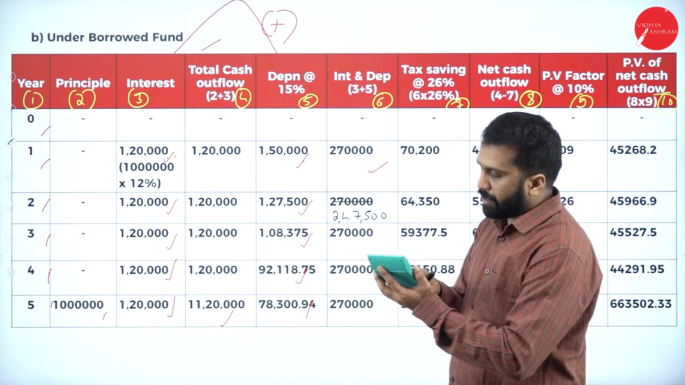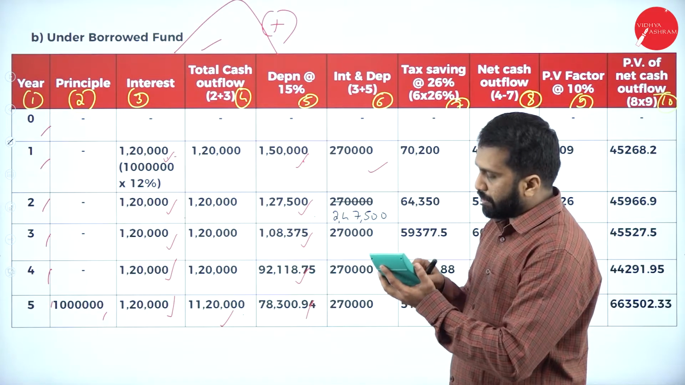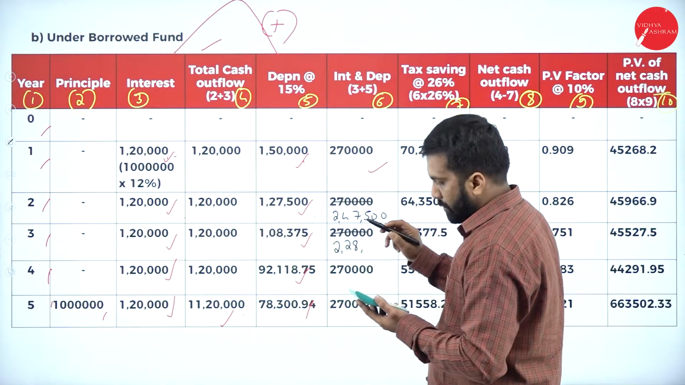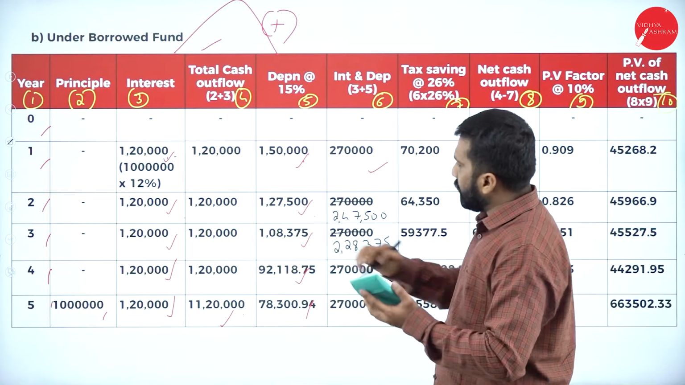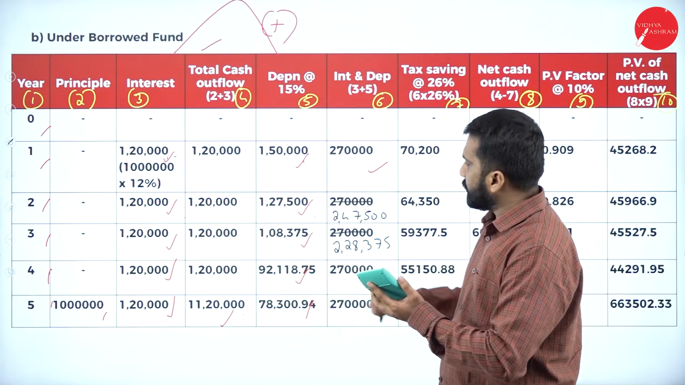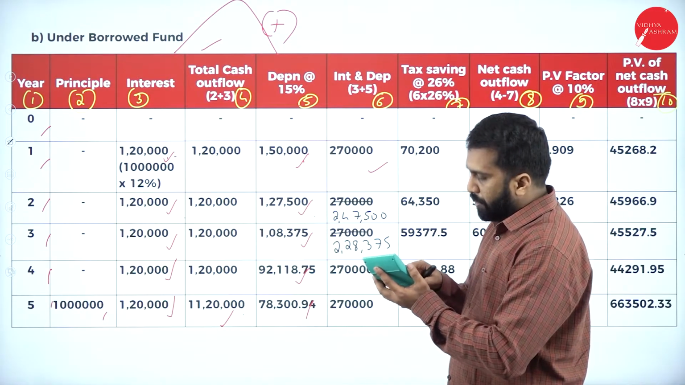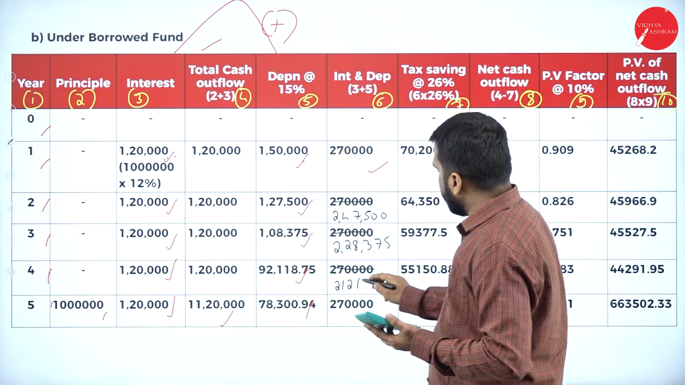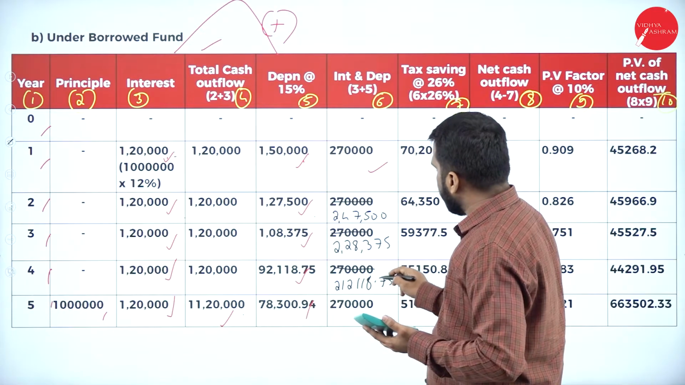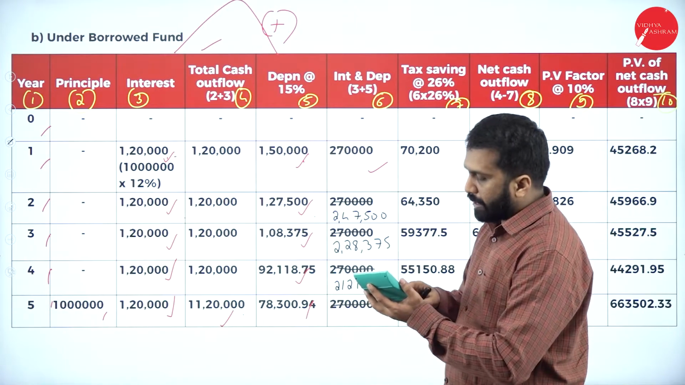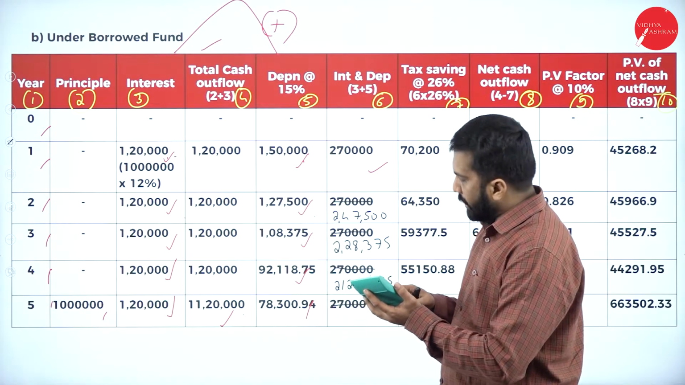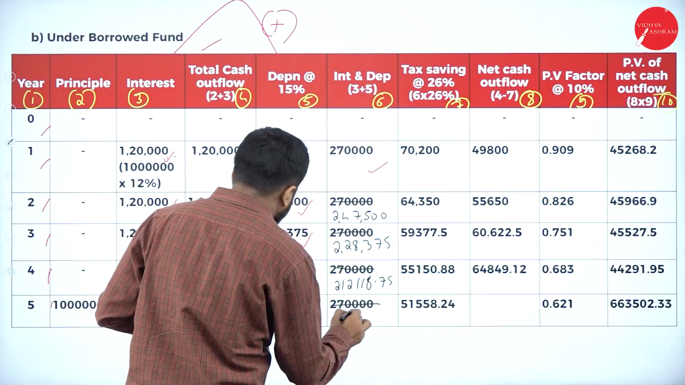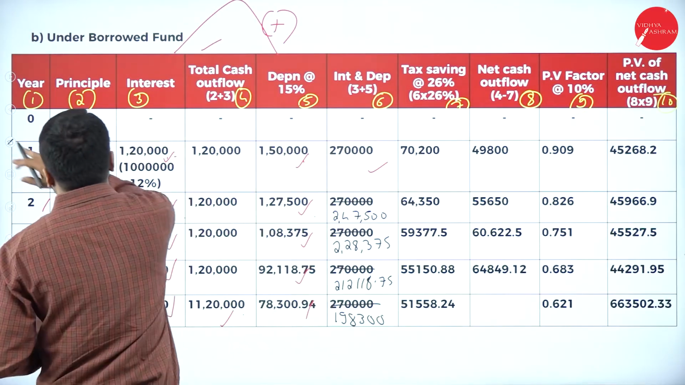1,20,000 plus 1,08,375. I got 2,28,375. Similarly for the fourth year, 1,20,000 plus 92,118.75. I got 2,12,118.75. And the last one is 1,20,000 plus 78,300. I got 1,98,300.